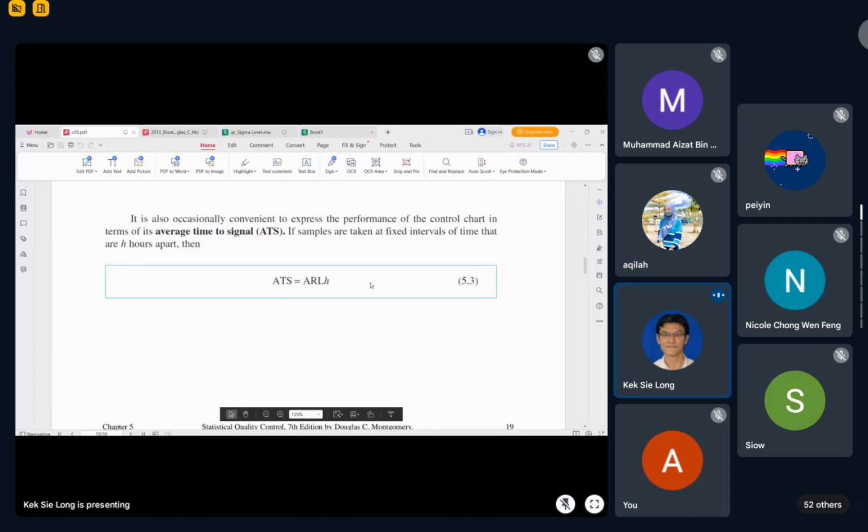Then we can calculate using equation 5.3: ATS equals ARL times h. ATS is the average time to signal. h is hours, but not just simply hours; we should say the time period. You get the first sample, then what is the gap before we take the second sample? That is the duration.